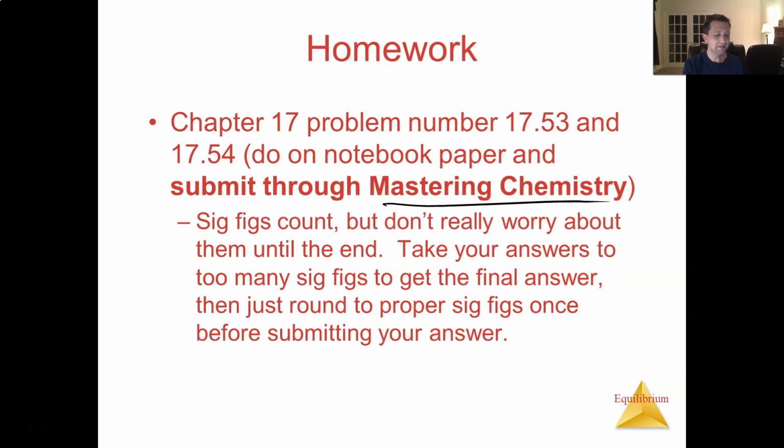Sig figs do count, I should say, but they don't count throughout the problem. You want to wait till the very end. If you round during the problem, you're going to get a messed up answer at the end. So what I want you to do is take your answers to way too many sig figs and just round it once when all is said and done. So don't do sig figs throughout. Just type in your calculator, and whatever you get at the end, round that to proper sig figs, and you should be fine.